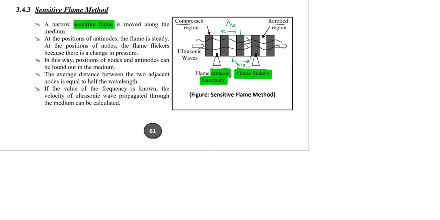So these are the three different techniques to detect the ultrasonic waves.